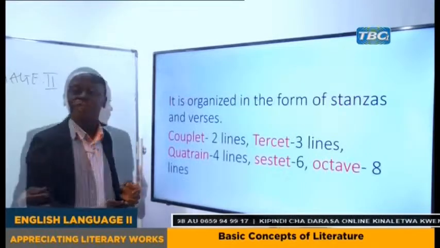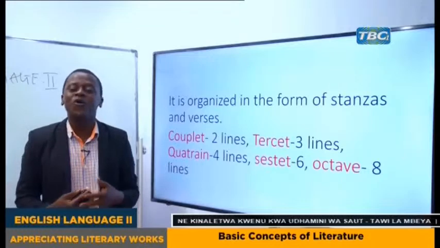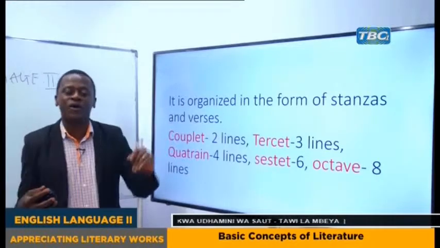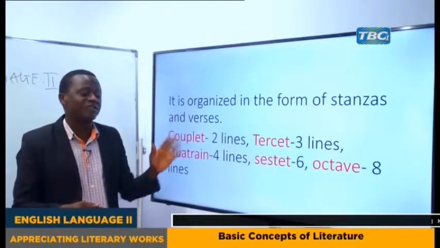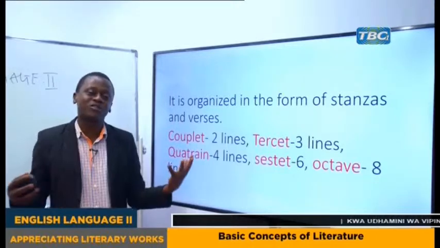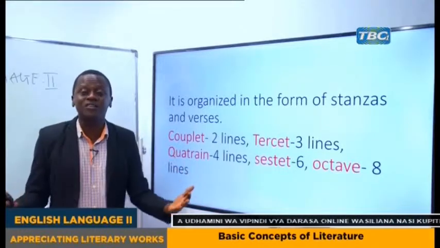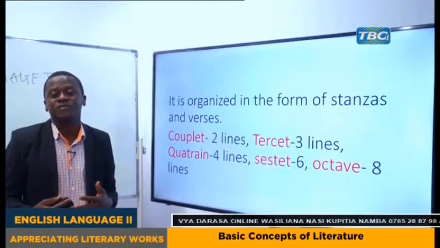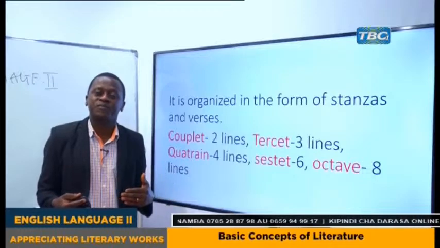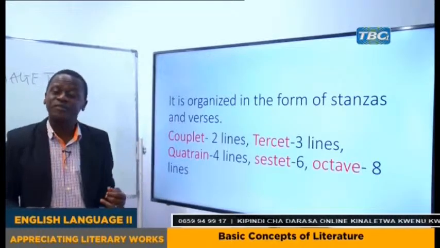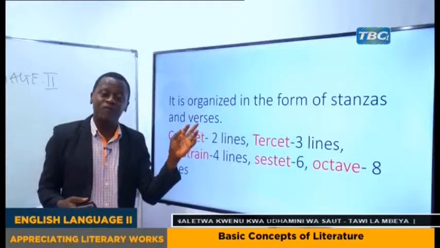Now, here we go. A poetry is organized in the form of stanzas and verses. You may ask yourself, how are other literary works organized? So this very one, it is in the form of stanzas and verses. You may ask yourself, what is a stanza? I know that you know it very well, and you can tell that a stanza is a group of verses which are put together in a poem. Again, you may ask yourself, what's a verse, or what are the verses? These are just lines. If it's single, it's a verse. A verse is a single line in a poem.